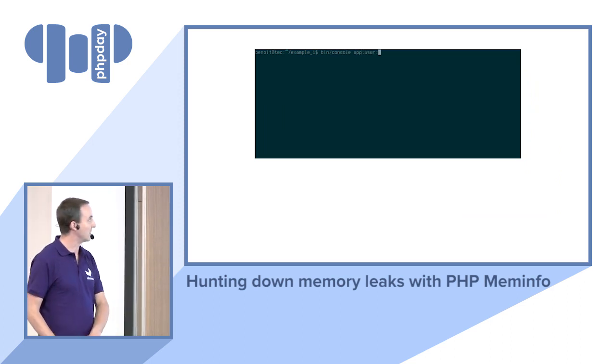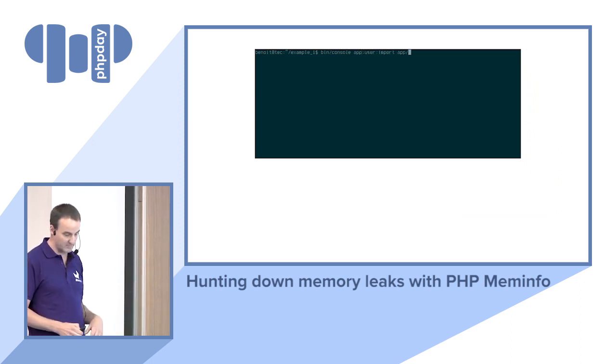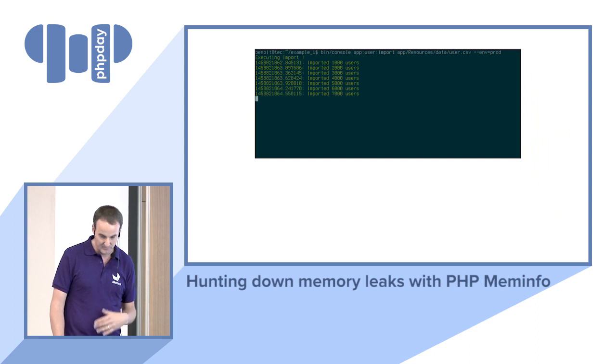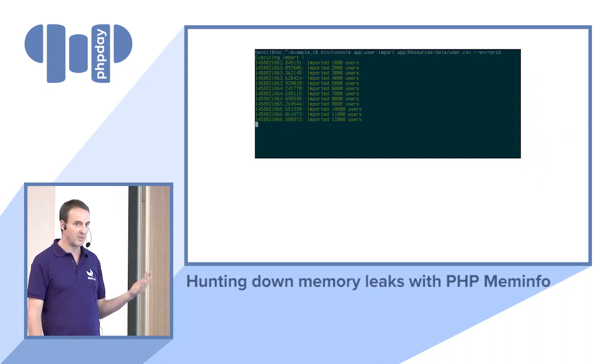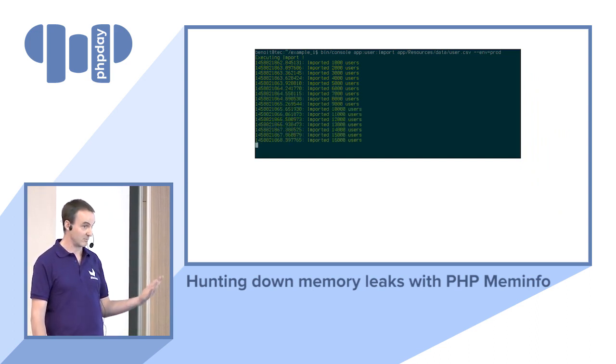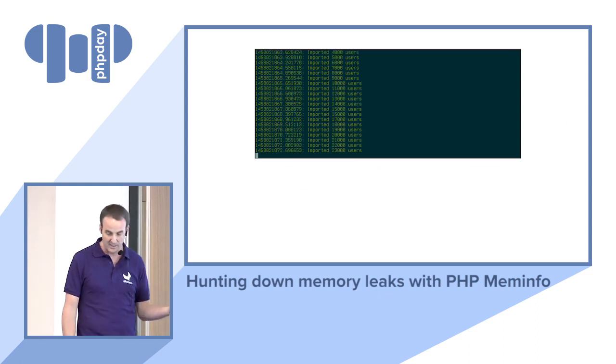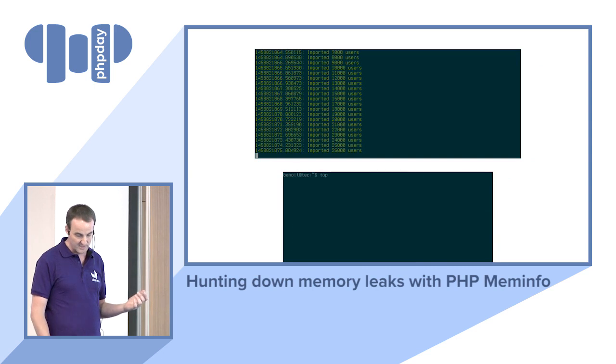Okay, so I'm running it. It's a Symfony application. I provide the CSV file, and I am in production environment for Symfony. The first thing you may notice, it is slowing down, right? It's even visible with the naked eye. It is slowing down. So let's look at the memory.